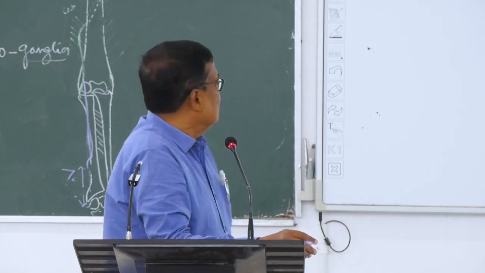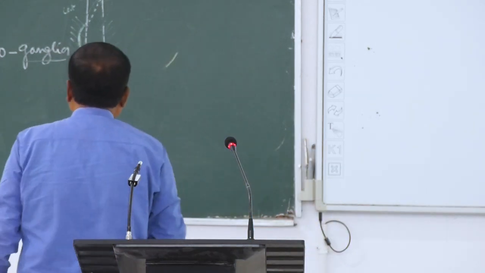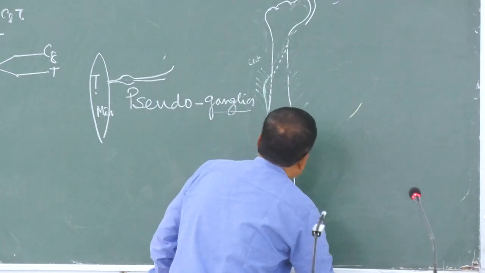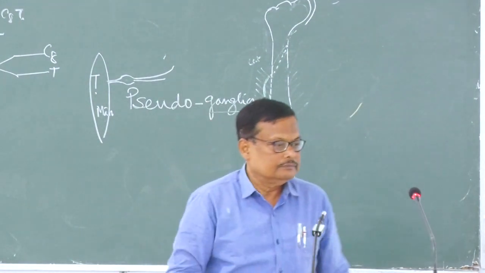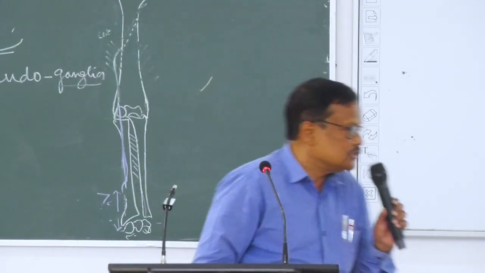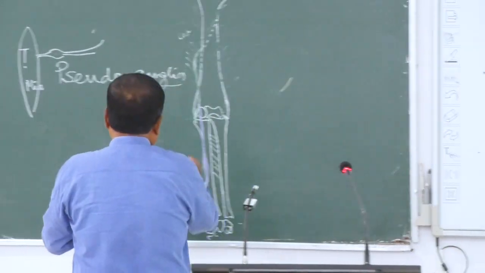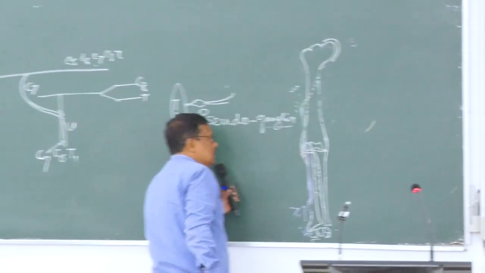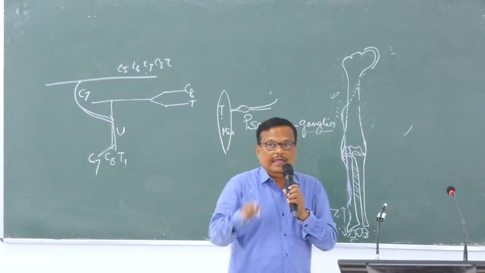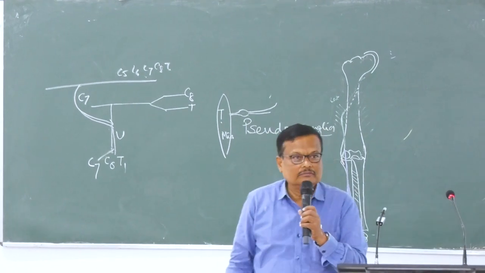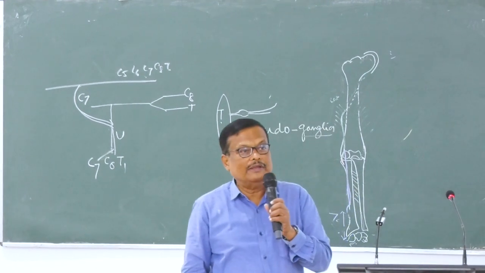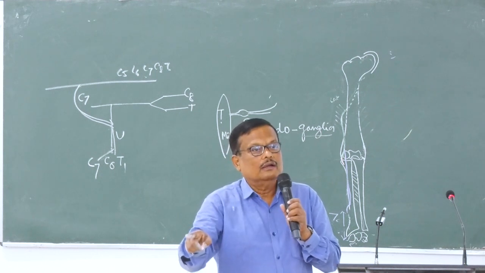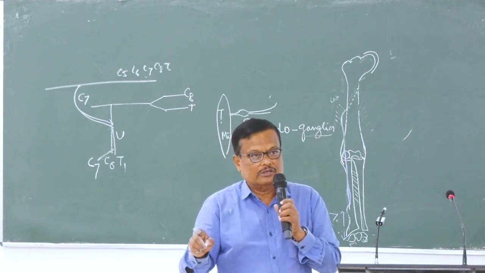What is the deep branch? The deep branch, known as the posterior interosseous nerve. It gives some branches and enters the supinator muscle, and within the supinator muscle it supplies the supinator muscle.